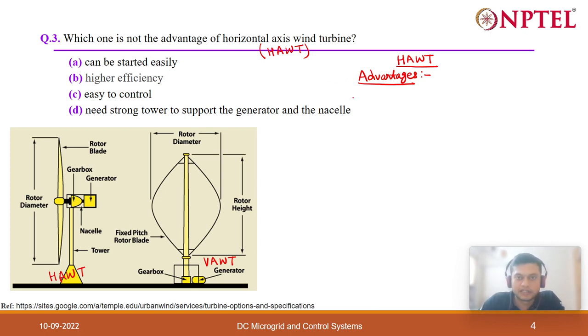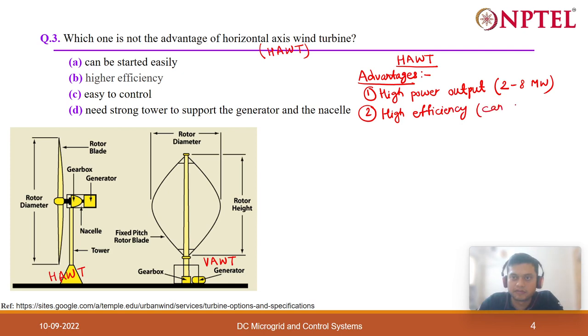So the first advantage you can write is that it has higher power output. Generally you can say it is a 2 to 8 megawatt plant. And it has higher efficiency. It can transform 40 to 50% of received power into electricity.